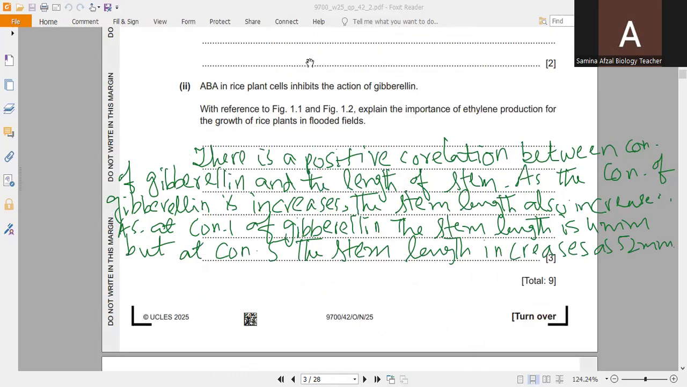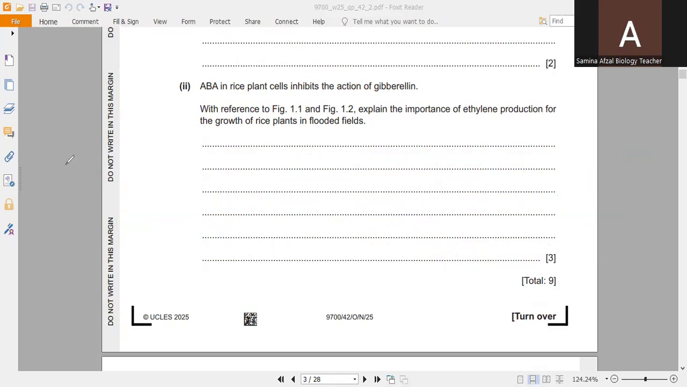Next part of this question is: ABA in rice plant cells inhibits the action of gibberellin. With reference to figure 1.1 and 1.2, explain the importance of ethylene production for the growth of the rice plants in flooded fields. So actually this question is connecting the inhibitory effect of abscisic acid, ABA, with the stimulatory effect of the gibberellin and the role of ethylene.